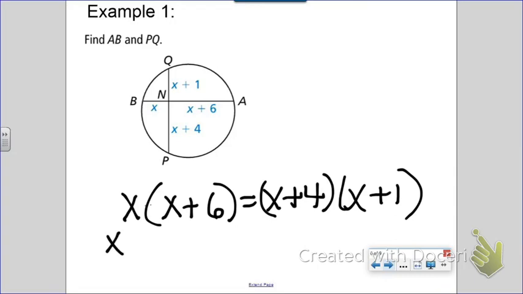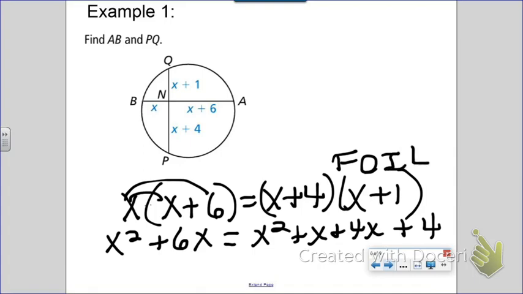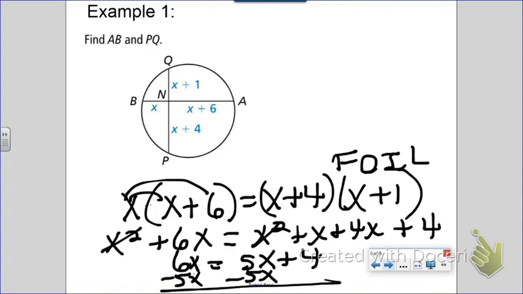We're going to multiply the x inside of the parentheses on the left, and we're going to FOIL on the right. The x squareds will cancel. We have 5x plus 4 on the right. I'll subtract 5x from both sides, so x equals 4.